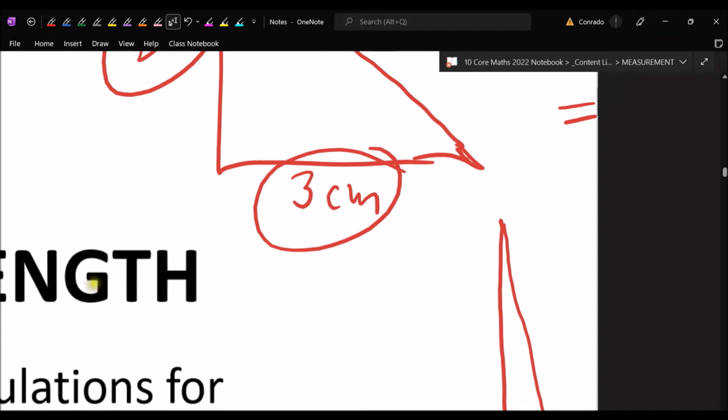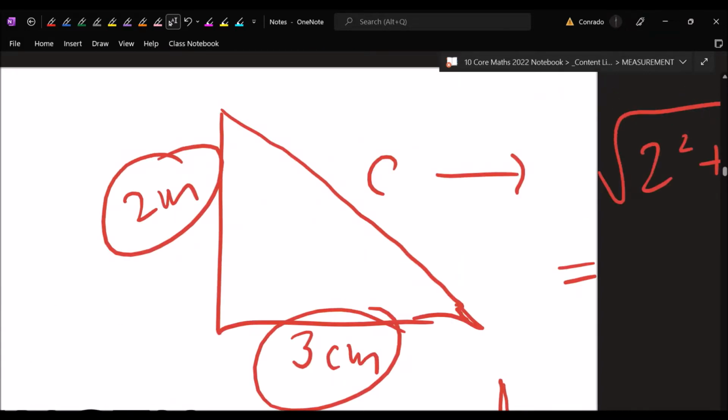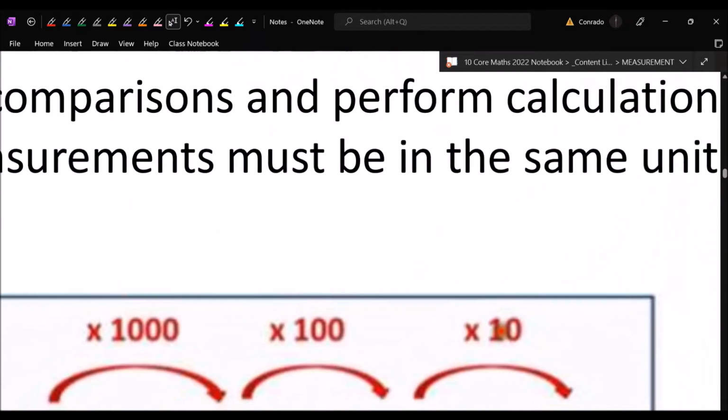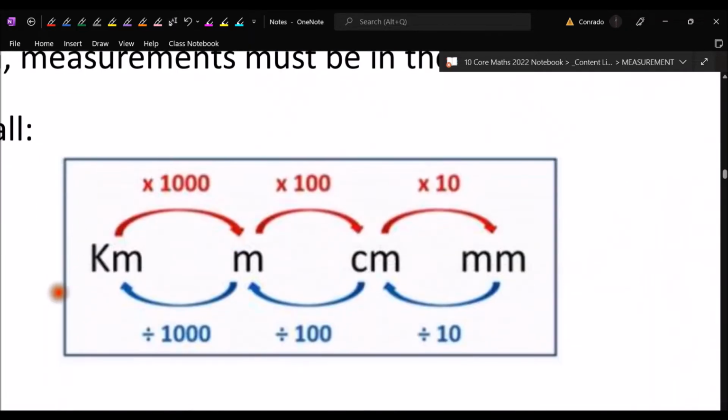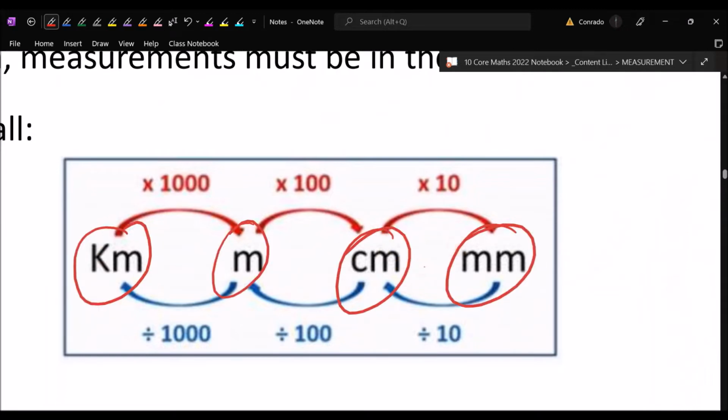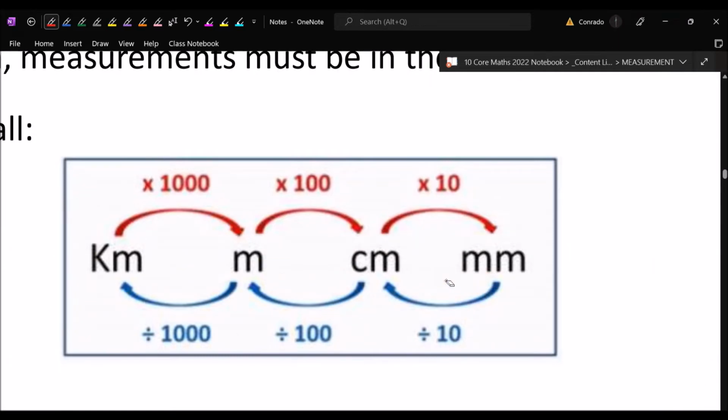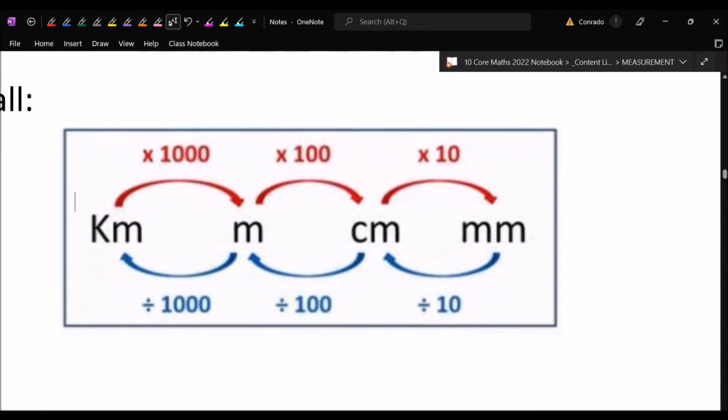Make them both meters, make them both centimeters, whatever we want. You probably have all seen this before, converting units between kilometers, meters, centimeters, and millimeters. Most of the stacks that we give you will only incorporate this. We probably won't give you any yards or feet to convert at the very least, but we'll just be using these.